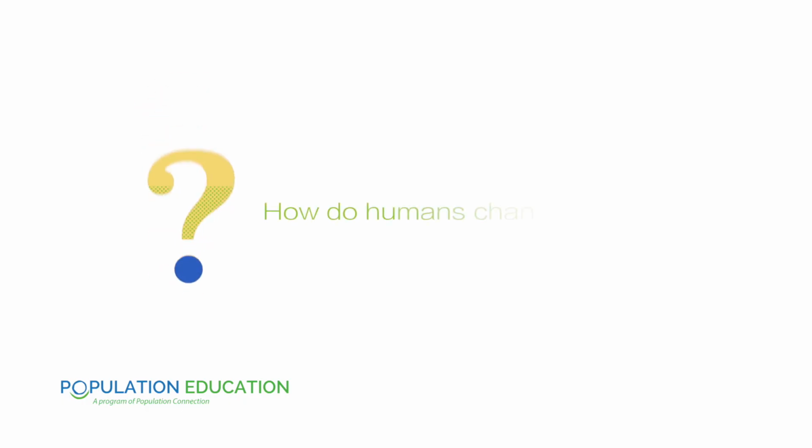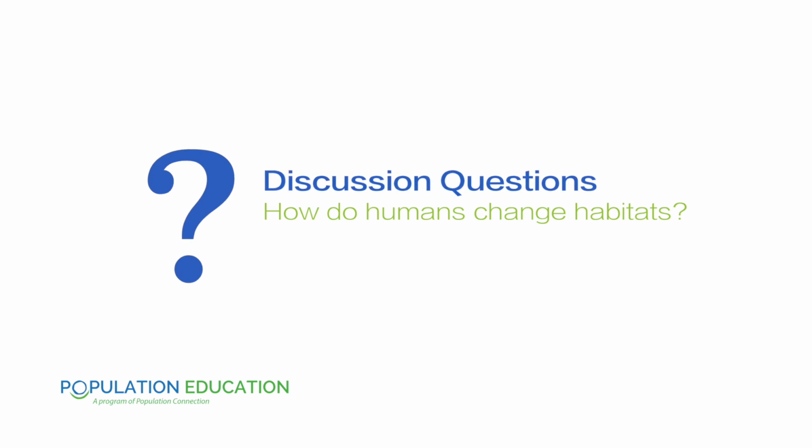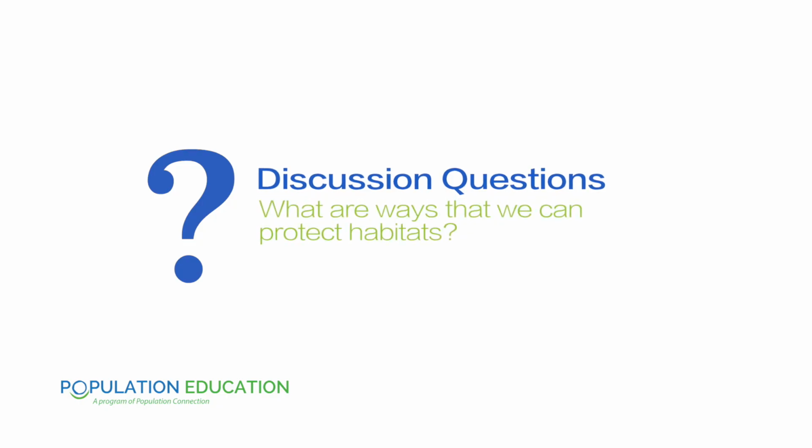number of students. To debrief this activity, we offer several discussion questions. 1 asks students to specifically think about how humans change habitats and ways that we can protect habitats to make sure that they stay healthy for all the species in them. And that's the activity Habitat Scramble.